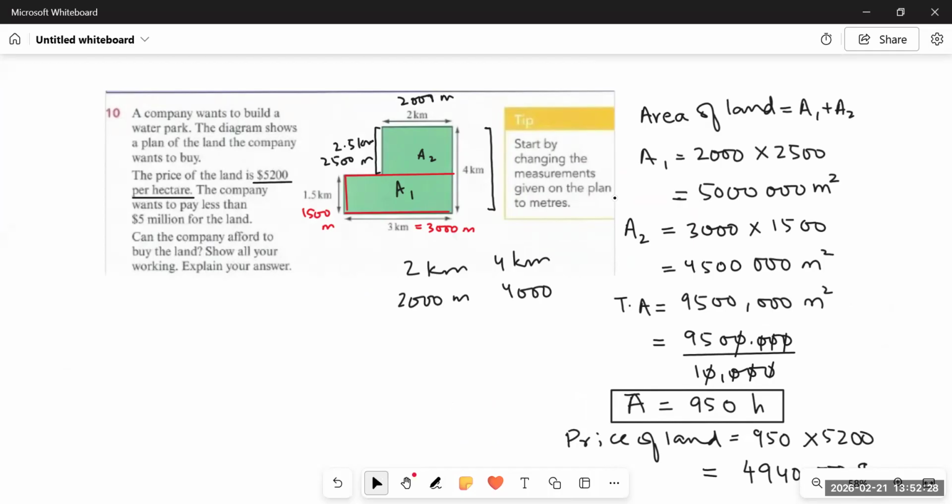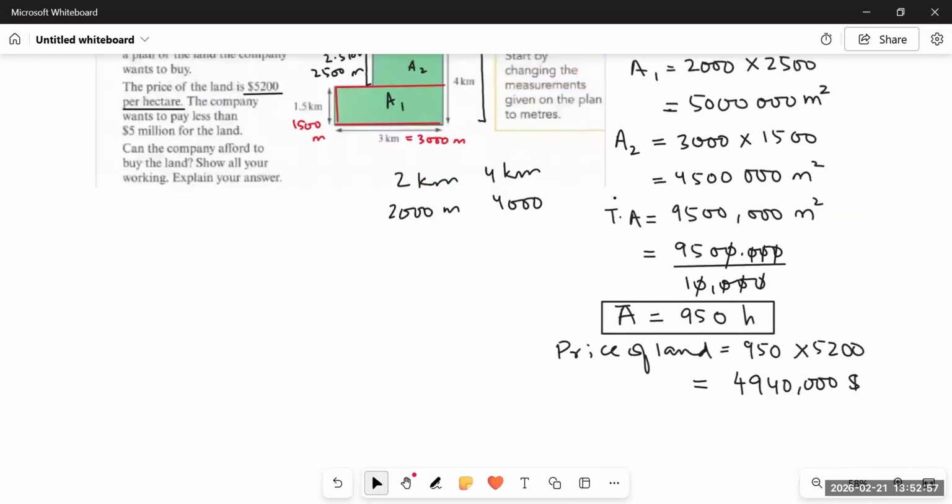Next, we converted it into hectares because we were provided with the price of the land in hectares, 1 hectare cost $5,200. So if we get to know what is the area of land in hectares, we can easily multiply it with 5,200 to find out the total price of the land. So we found it out in hectares by dividing it with 10,000 and here we get 950 hectares. So since the area of this land is 950 hectares and each hectare cost $5,200, so we finally multiplied these two together and we found out the price of this land would be $4,940,000.